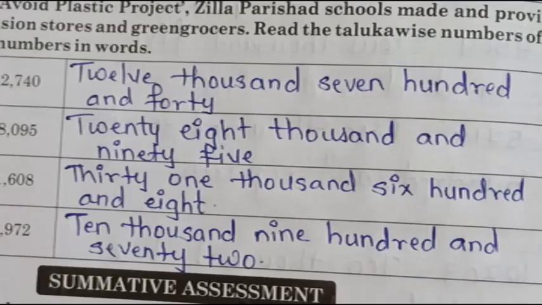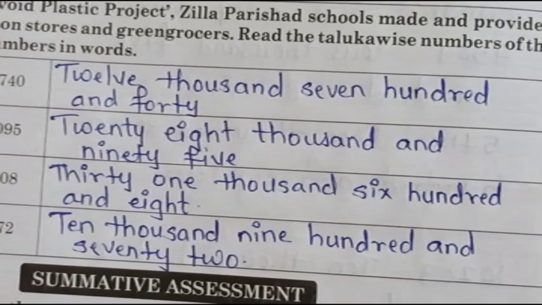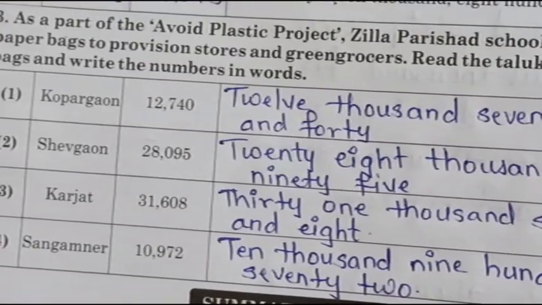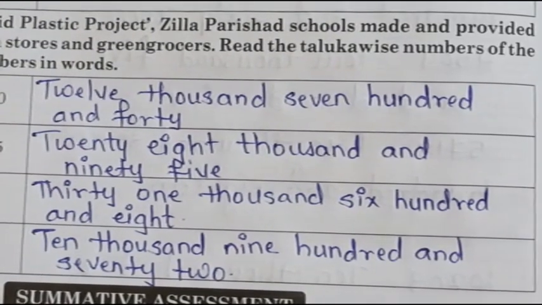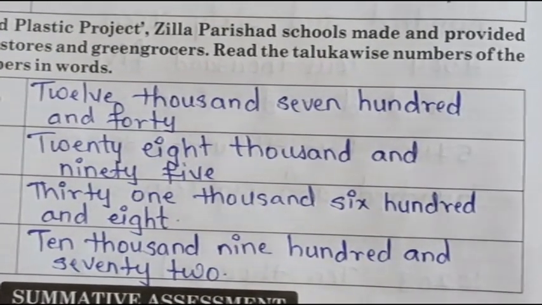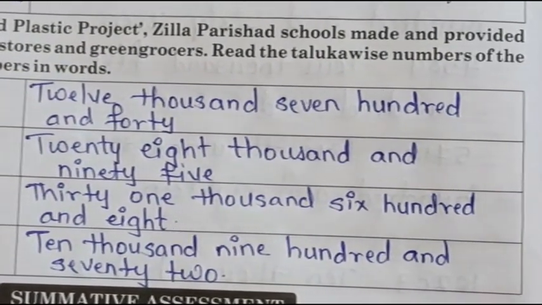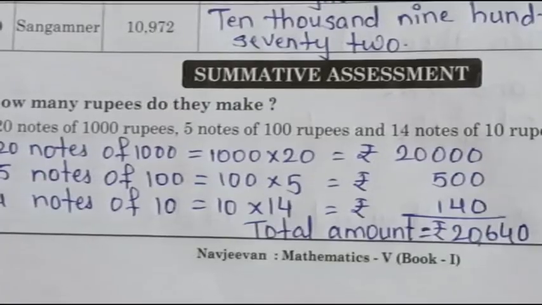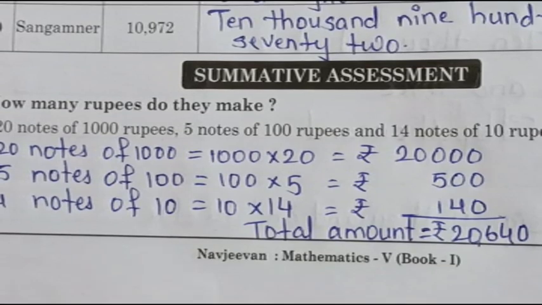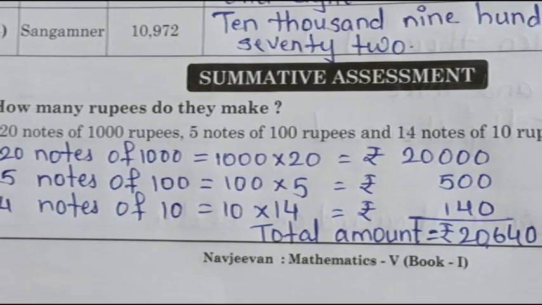Okay. Now students, in your second question they have given the names of the cities and you are supposed to read them and write them in words. So I have written this. Okay, so you have to write in a similar way in your combined book number 1. Okay. Now students, the next question is the summative assessment. How many rupees do they make? In that the first question you are supposed to solve the way I have solved it. So we'll copy down in this combined book.